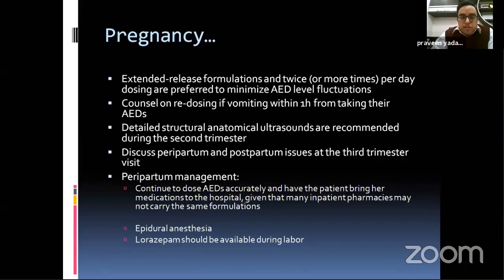Whenever a pregnancy occurs, you should use extended release formulations rather than frequent dosage. So you can use twice dosage. If there is vomiting within 1 hour from taking the antiepileptic agent, you should give a redose. Do the teratogenicity scans and the ultrasound scans in the second trimester. Discuss the peripartum and the postpartum issues at the third trimester.